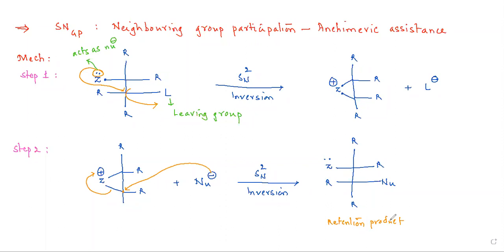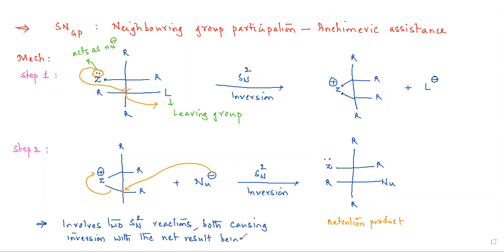It actually involves two SN2 reactions, both causing inversion, but the net result is retention. So this way, two SN2 reactions finally give a retention product. Okay. So this is the basic neighboring group participation.